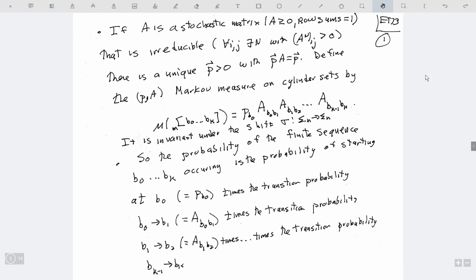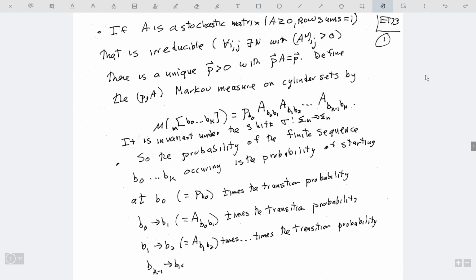So in this lecture, I'm going to finish up talking about Markov measures and show their ergodicity and mixing properties under certain conditions. So I'll start by reminding you of the definition. We have a stochastic matrix, and that means it's a non-negative matrix, and the row sums are all equal to 1. And we're going to assume that it's irreducible.